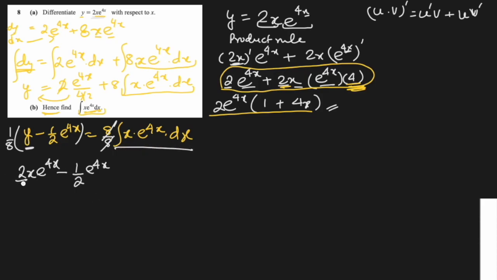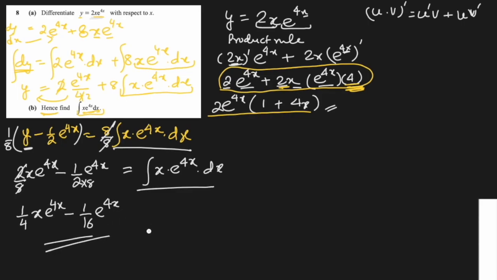That means I have to divide this by 8, divide this by 8, is equal to x e to the power 4x dx. 2 and 4 cancel, 1/4 x e to the power 4x minus 1 over 16 e to the power 4x. That's it. This is the answer. Only thing left here is to write plus c.